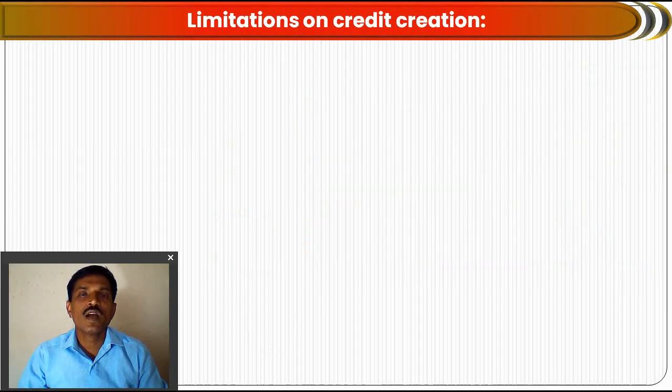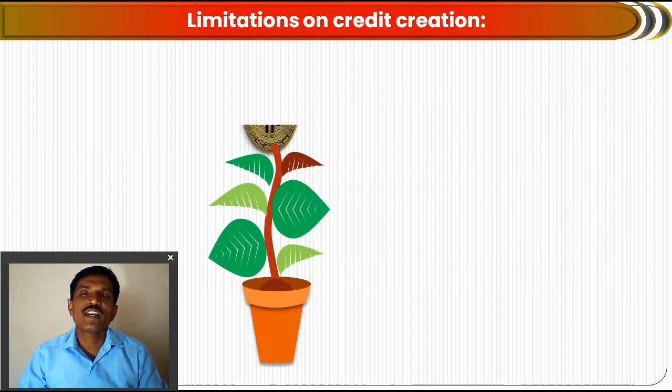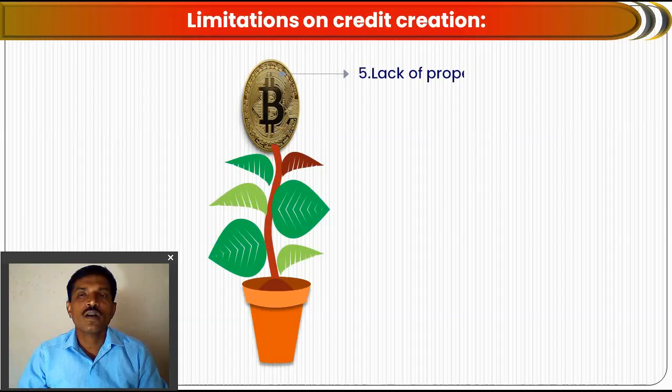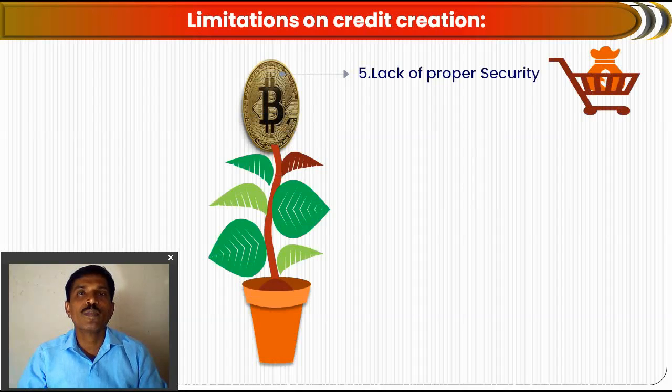The next limitation on credit creation is the lack of proper security. If more security is available, then people take more loans. If there is no security, like in a developing country, where there is a lack of proper securities, or below poverty line people, most of whom have no asset for security, then no loan is taken, and no loan taken means no multiple way of credit creation of money.